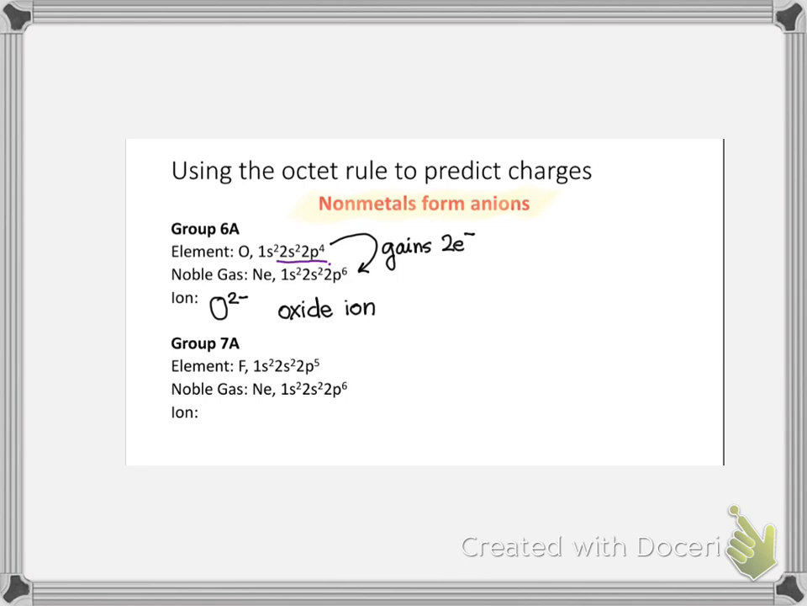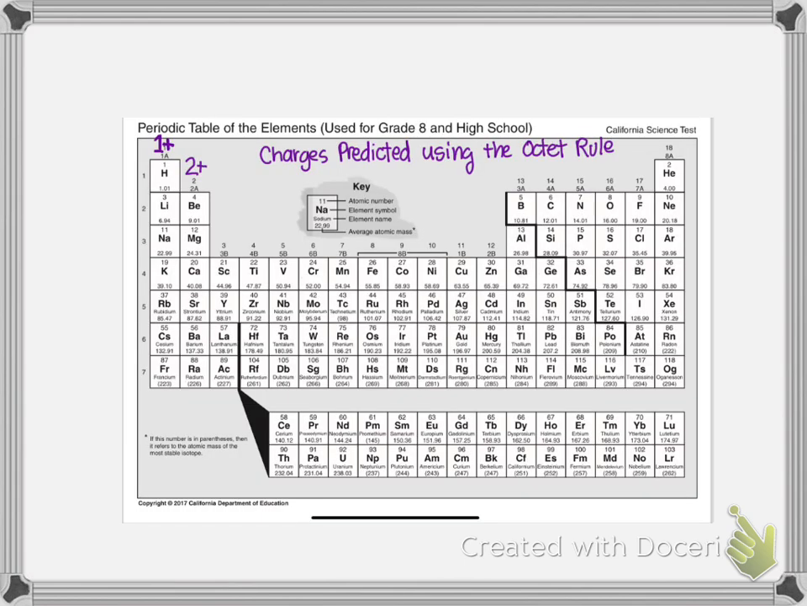Now then, what I can predict is the elements in group 6A all have 6 valence electrons, and so to get to 8, they will add 2. So then on this periodic table here, I am going to predict that group 6A would form a 2 negative charge.